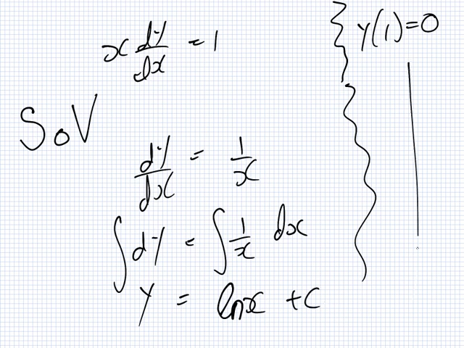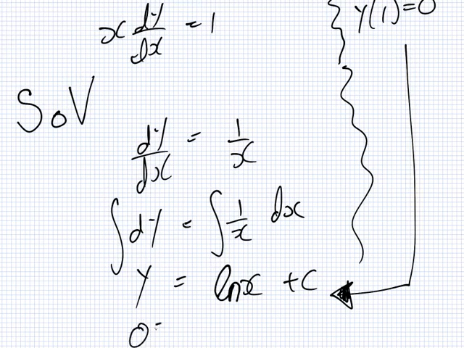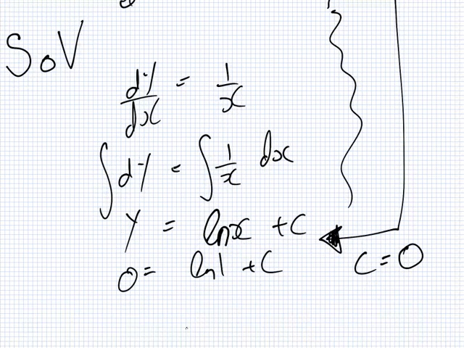And then we can put this back in here, and we get 0 equals log 1 plus c. So c equals minus log 1, which is 0. So we have y equals log x as the answer.